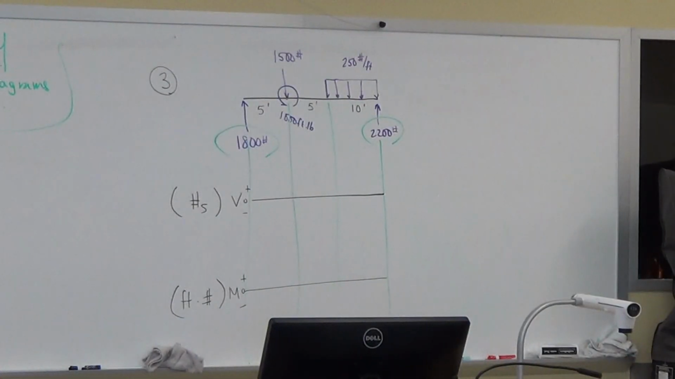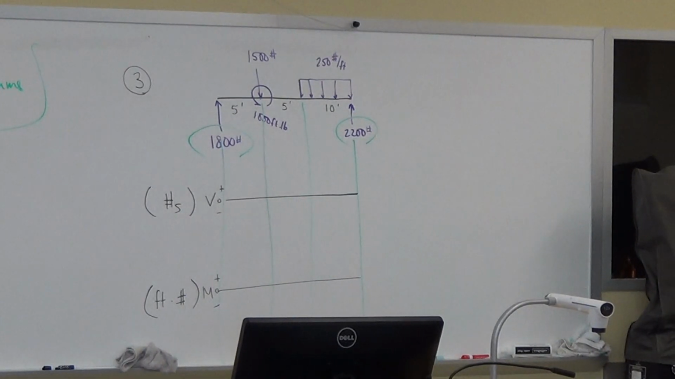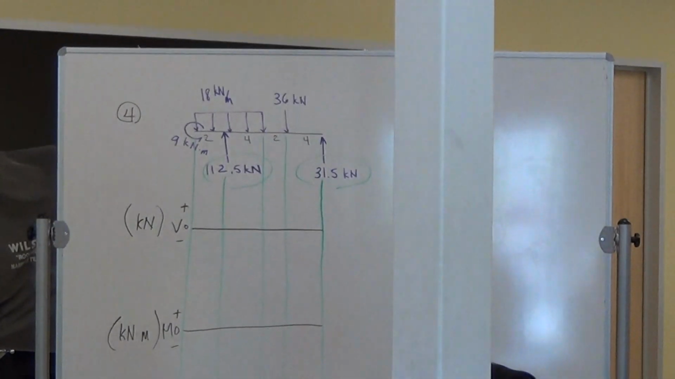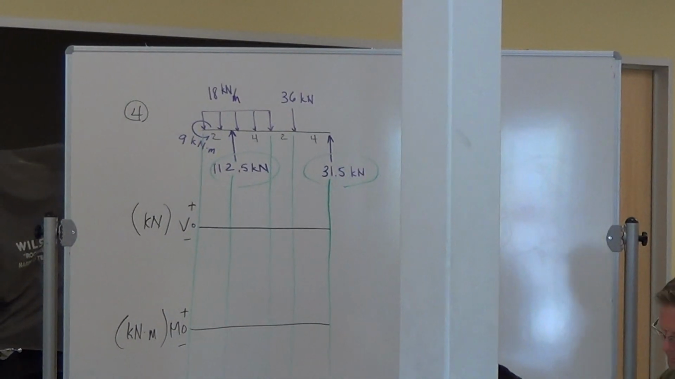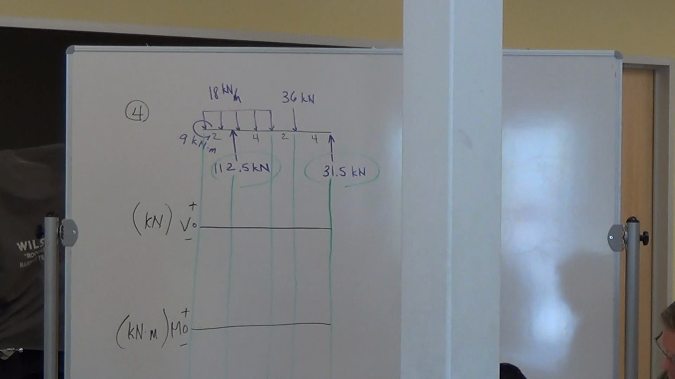Tell me again what the numbers are that I circled in green. They're the reactions of the supports. Are they given? No. They just show you what kind of support it is, and then you have to calculate the reactions of each support.